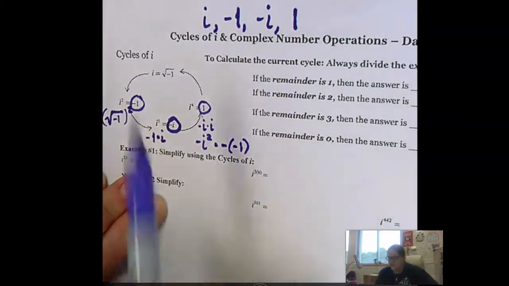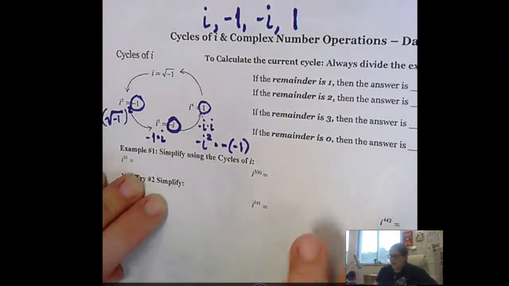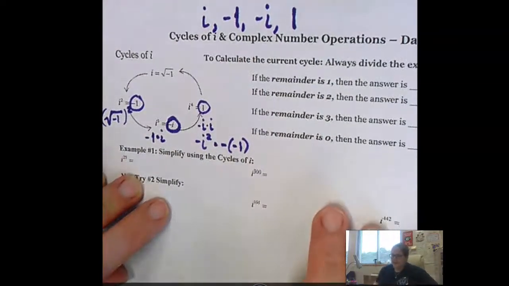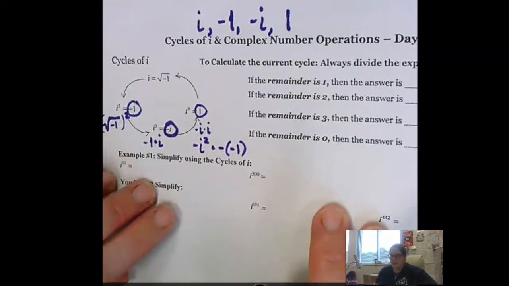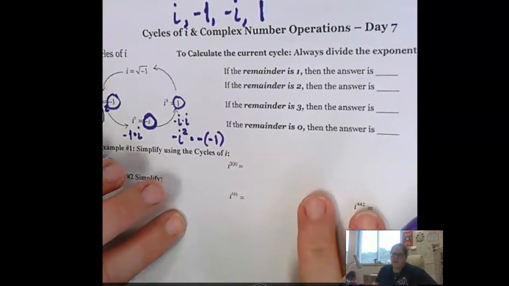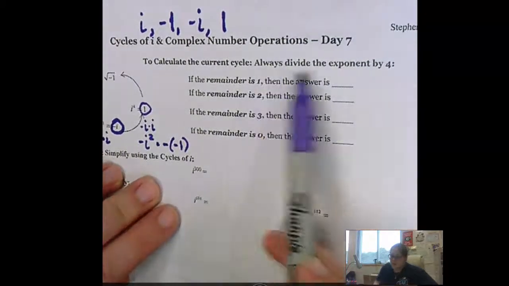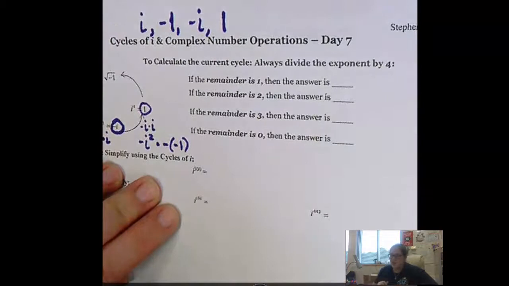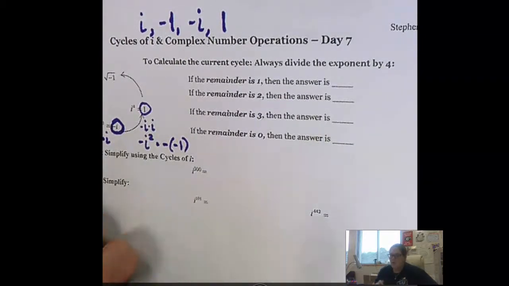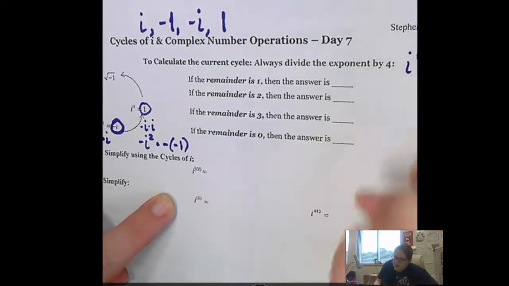Okay, so now if it's just 1 through 4, that's pretty easy. We can tell. But what if it's a higher power, like i to the 57 or something? How would we know what that is? Since there's only 4 terms in the pattern, what we can do is divide the given exponent by 4. So if we divide by 4, let's use my example of i to the 57.